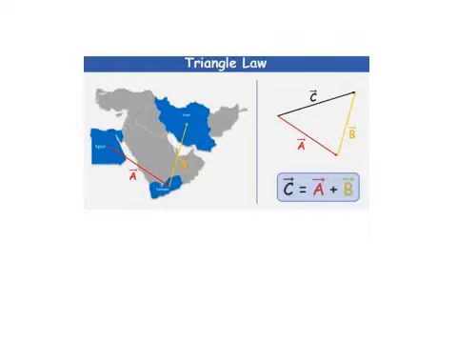So it can also be easily understood by considering this example. If we are moving from Egypt to Yemen, you can say it is a vector A, and from Yemen to Iran you can say a vector B. Then the resultant vector will be C, which is from Egypt to Iran.